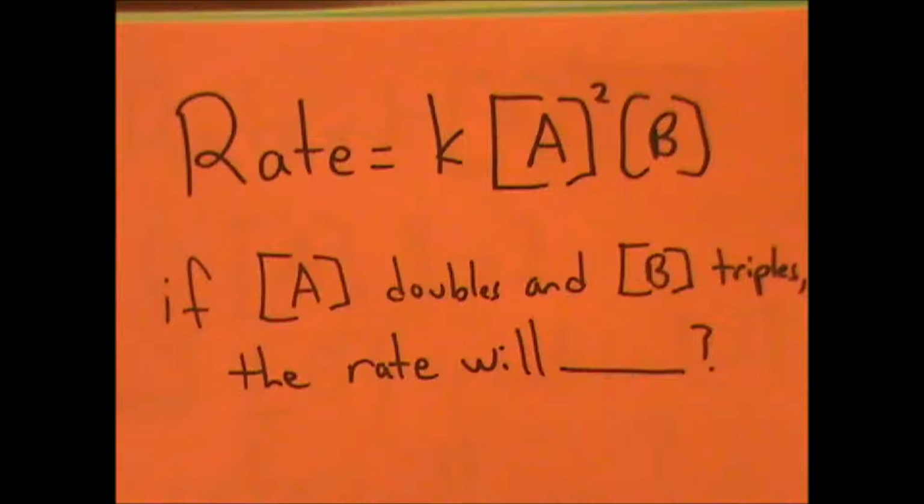A doubling will make the rate go up by 4, B tripling will make the rate go up by 3, so the total goes up by a factor of 12 by doing those two alterations.